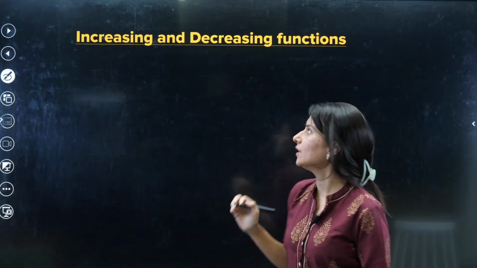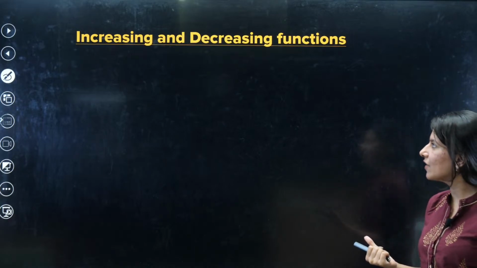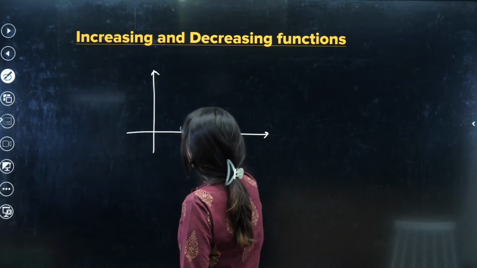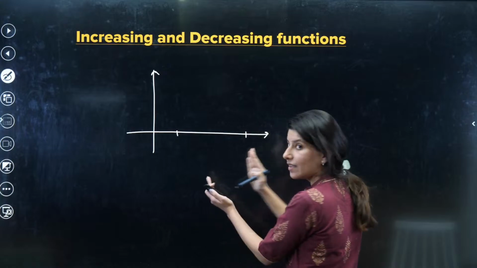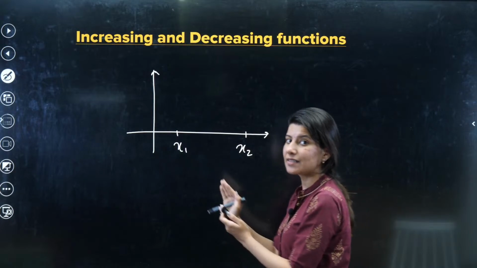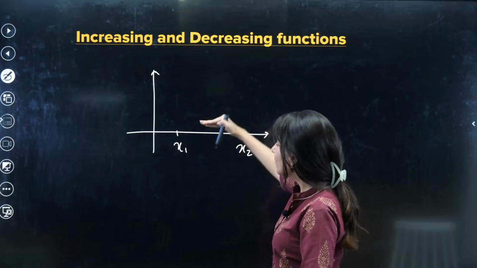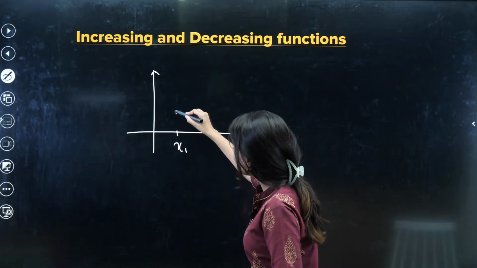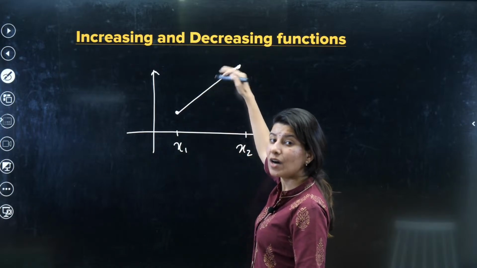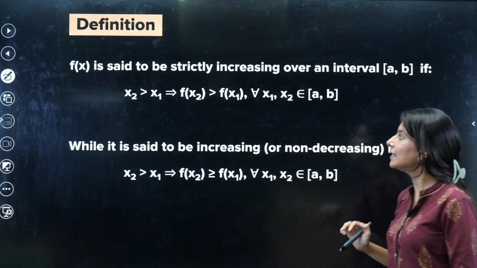Now let's talk about increasing and decreasing function. Let's talk about the definition. The increasing function definition is pretty easy. Along the x-axis, if x is increasing, then the value of y should also increase. So at x1, if you have a certain value, at x2 you are going to have a greater value, if x2 is greater than x1. This is what we call an increasing function.